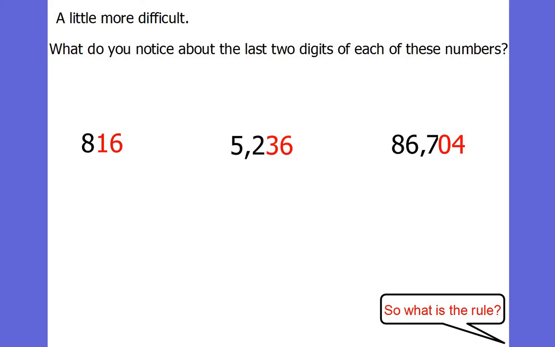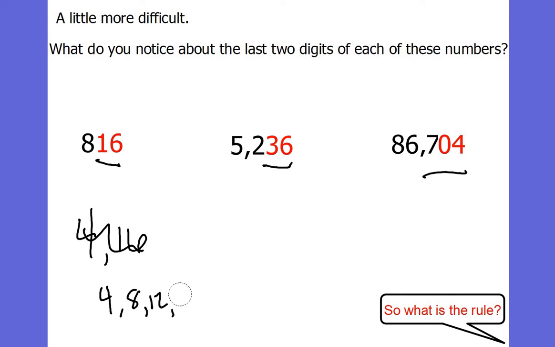All right, the 4s. The 4s are a little bit more difficult. So if you look at the last 2 digits here in each of these numbers, if you notice, they're all multiples of 4. So the multiples of 4 being 4, 8, 12, 16, 20, 24, so on and so forth. Each of these are multiples of 4, which means that that number is divisible by 4.